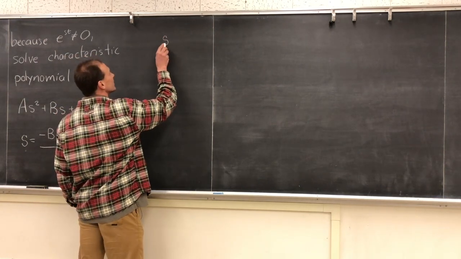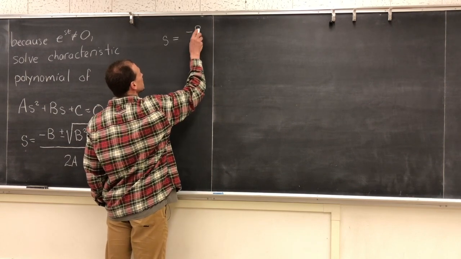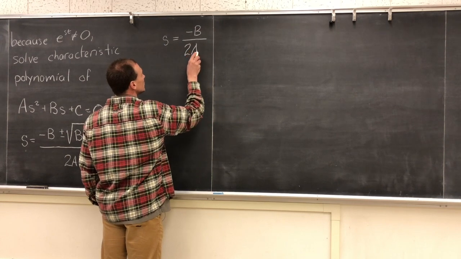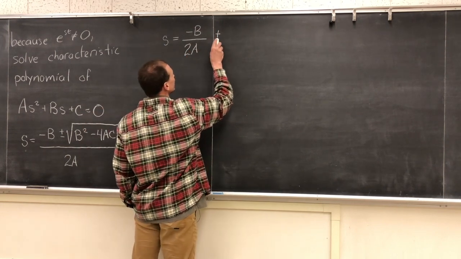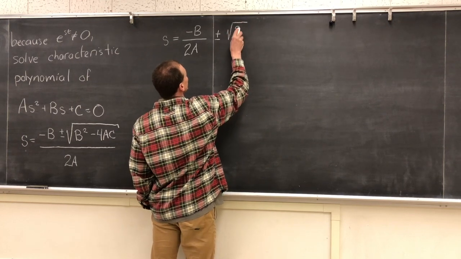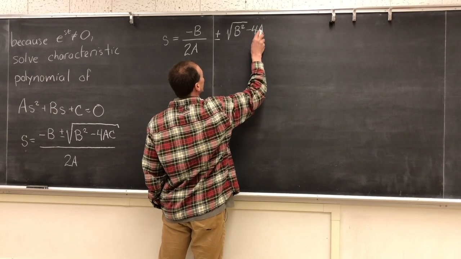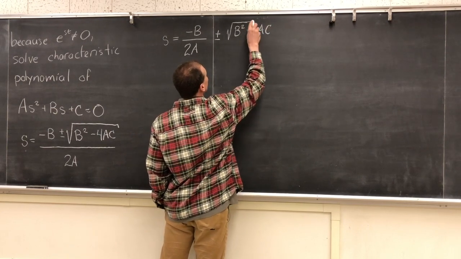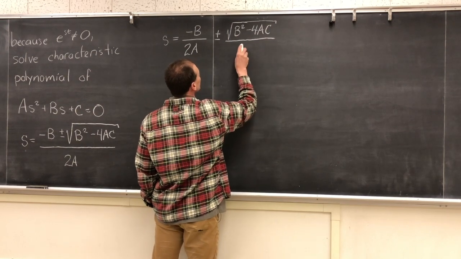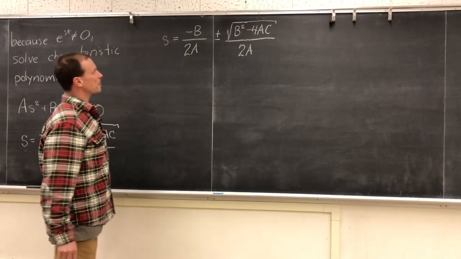So I'm going to write this as s is equal to minus b over 2a plus or minus the square root of b squared minus 4ac, all of that over 2 times a.